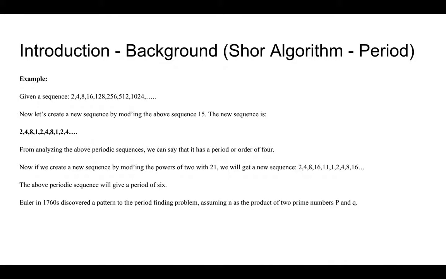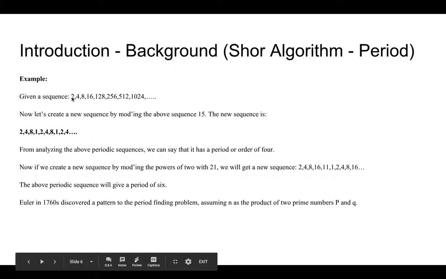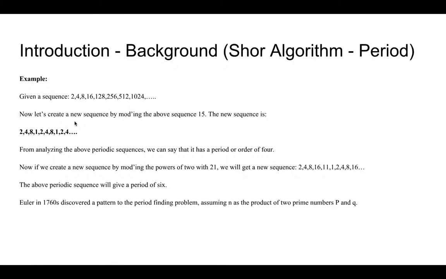In this case, we'll be using the ability to reduce the prime factorization problem into a problem of order finding, also known as period finding. So in this example here, we're given a sequence 2, 4, 8, 16, 128, 256, 512, 1024.